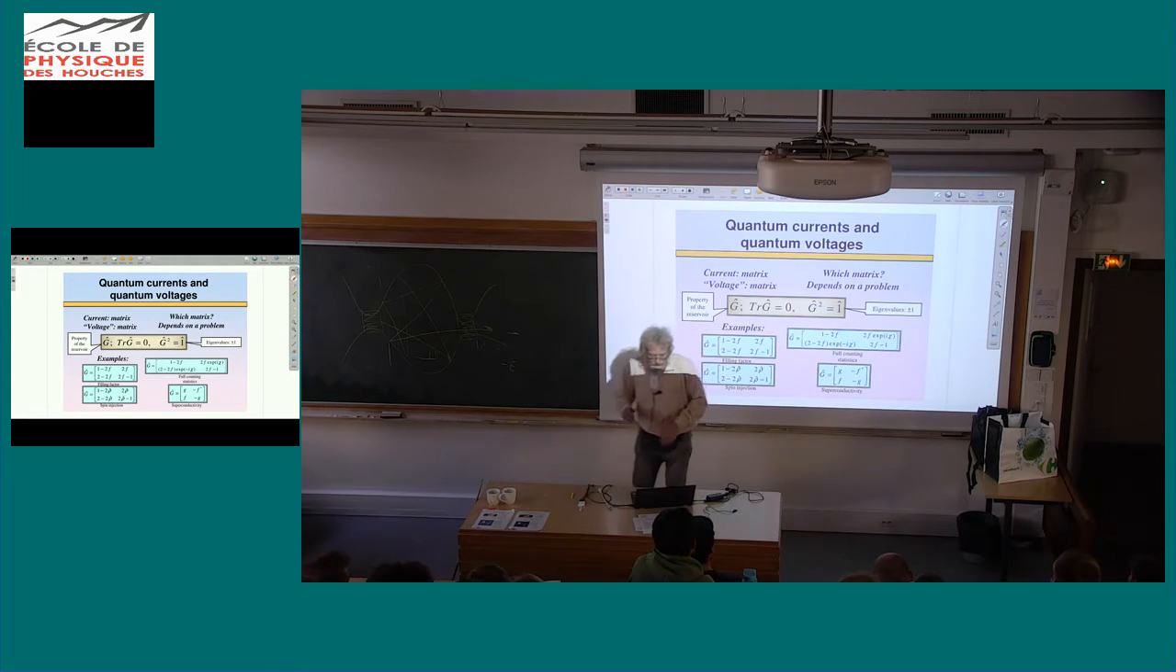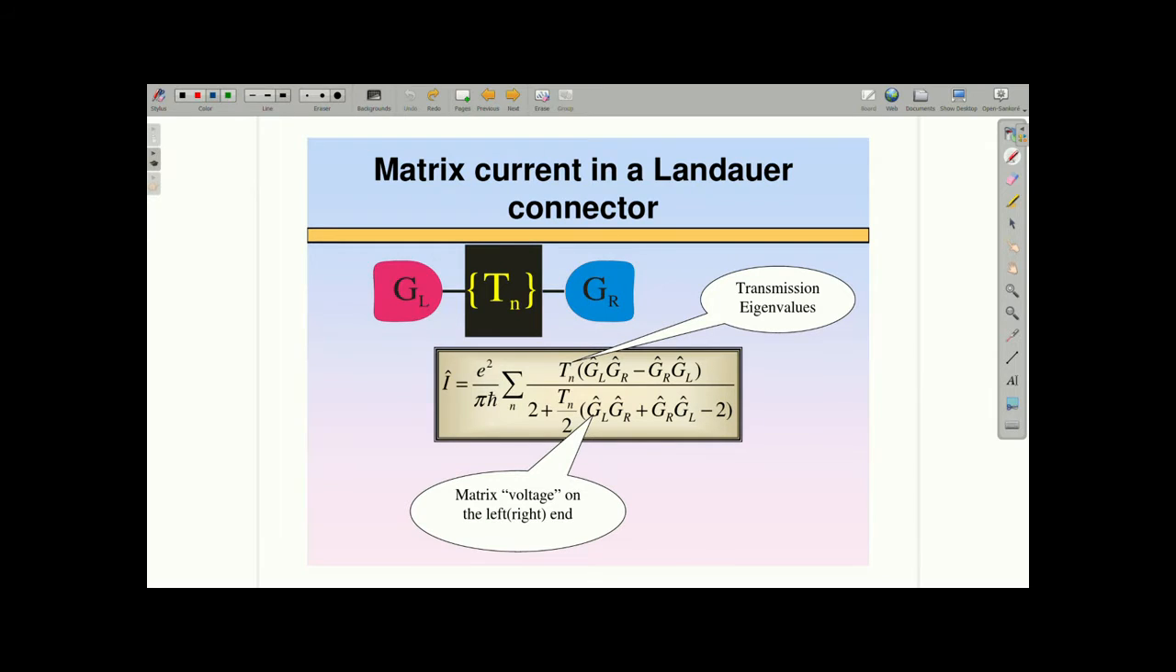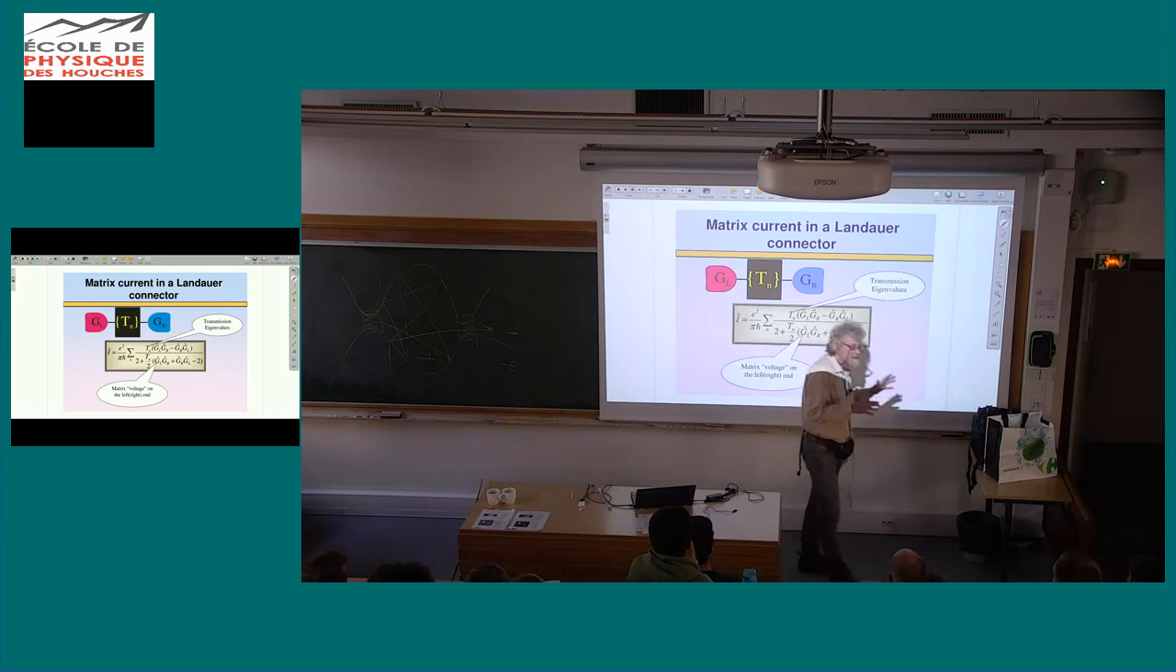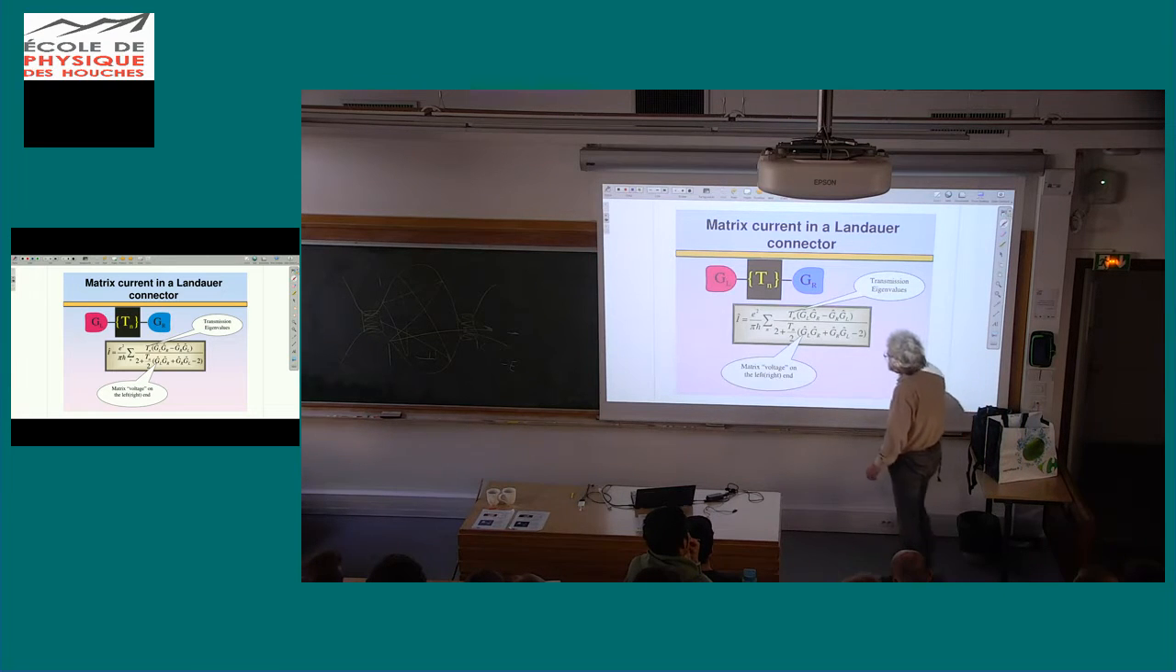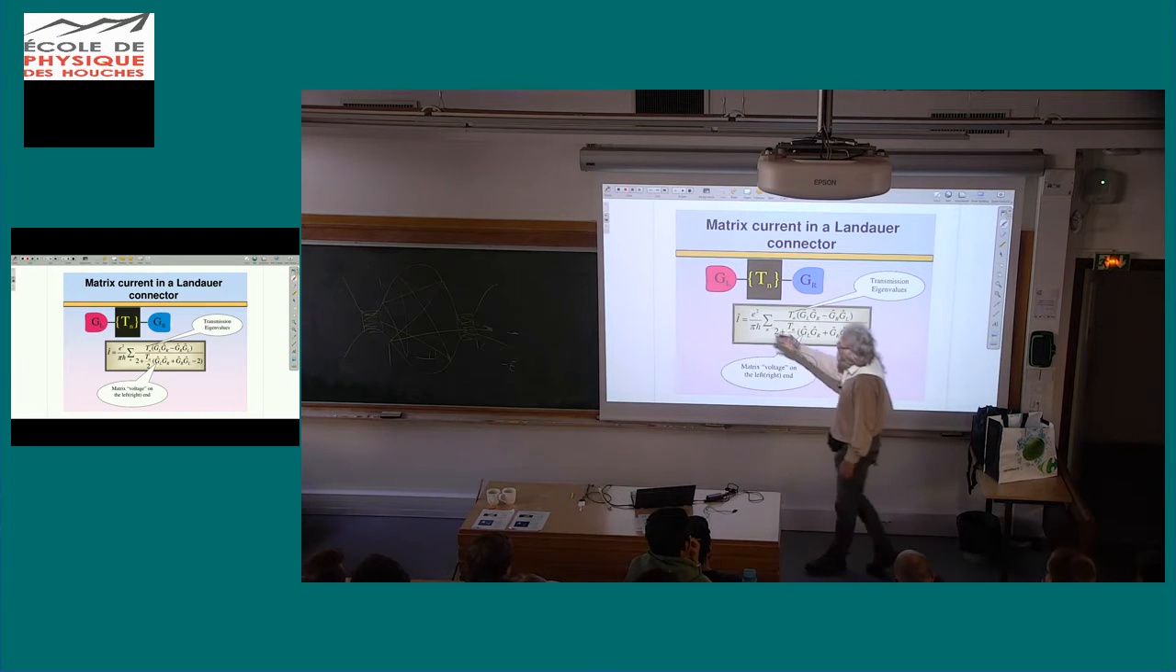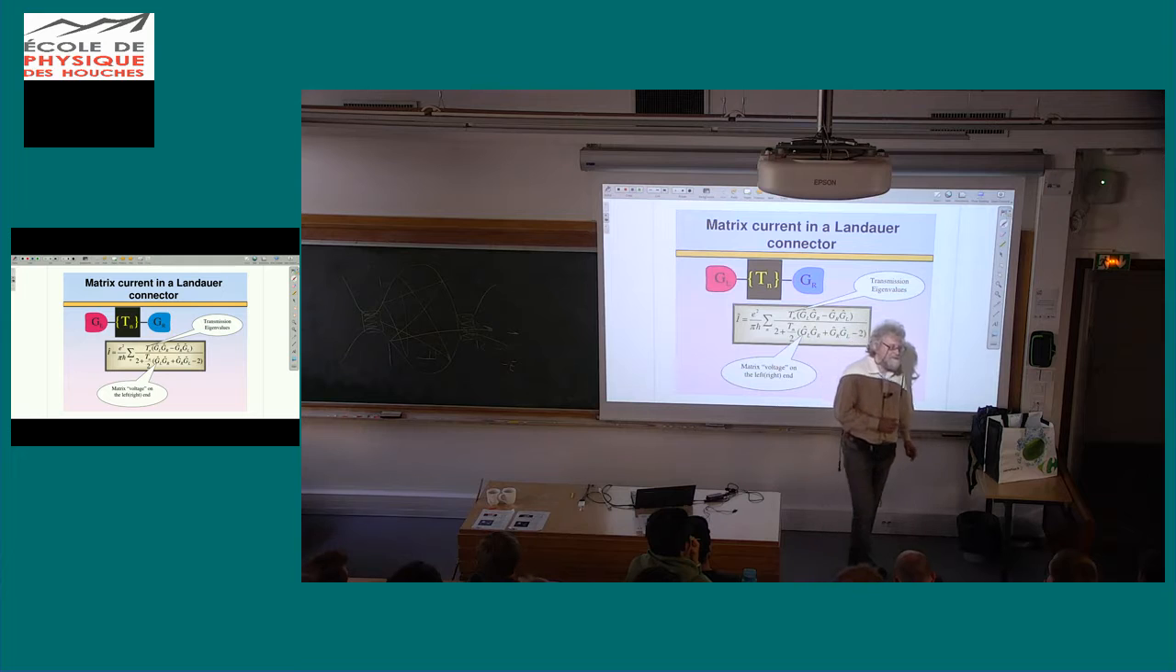Fine. Let me show how it works. First of all, we've been talking about scattering, about universality, that any nanostructure can be regarded as a complex scattering matrix. And we only care about a set of transmission coefficients of this matrix. And it turns out that for any realization of matrix voltage, the matrix current is expressed like this. So there is a formula. Well, unfortunately or fortunately, it's a nonlinear relation. But the matrix current through a Landauer connector, which is characterized by a set of transmission coefficients, can be expressed in terms of matrix voltages at the ends.